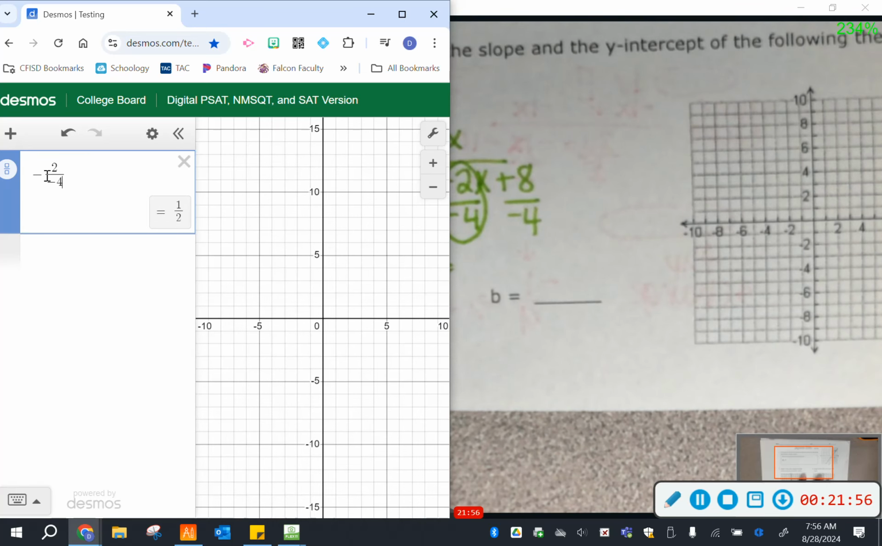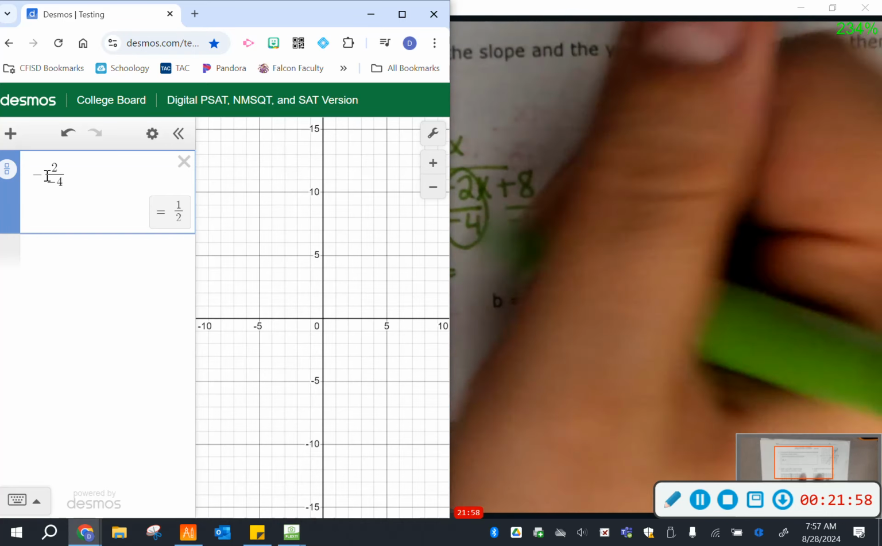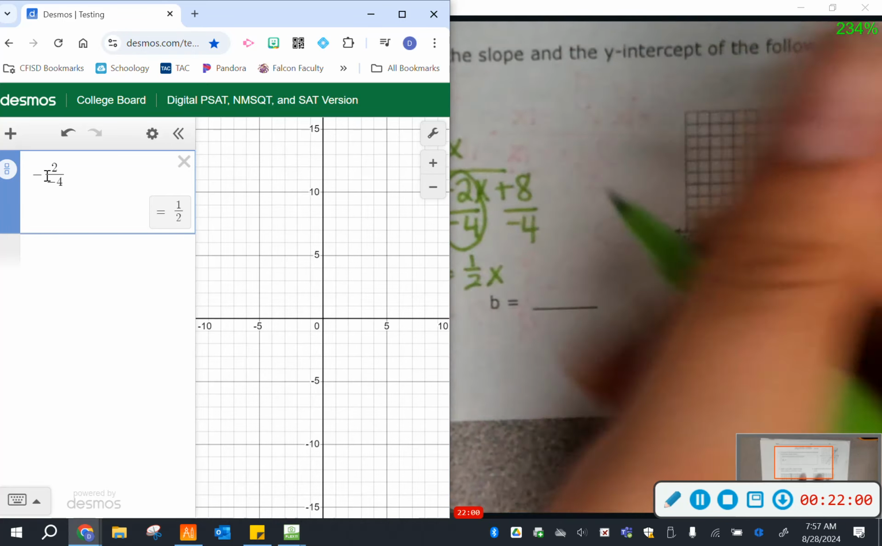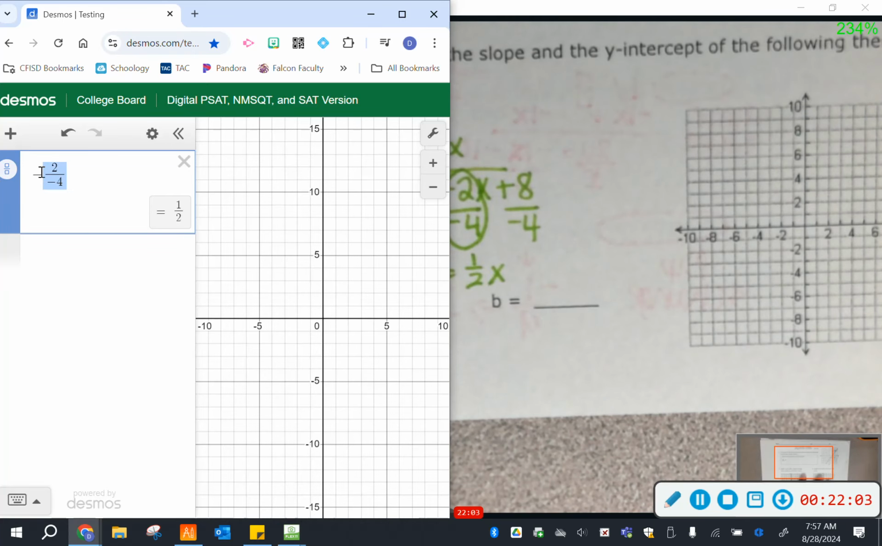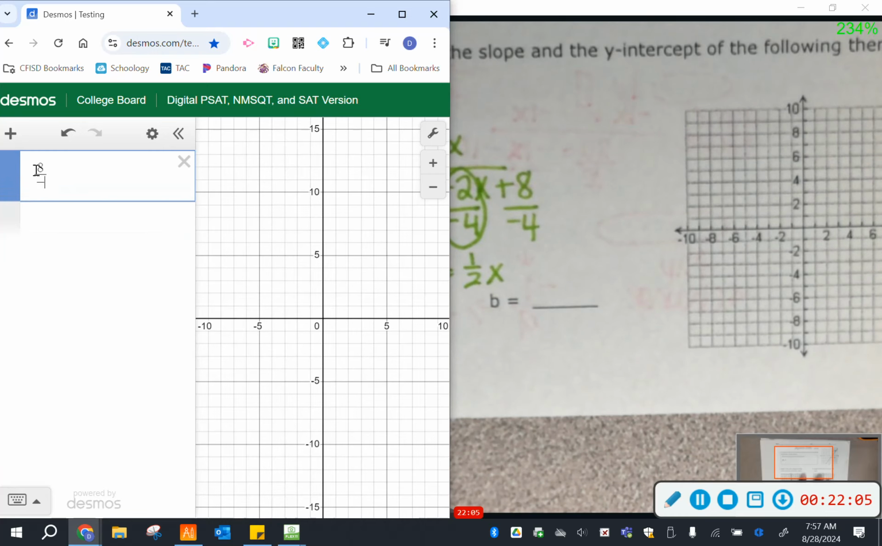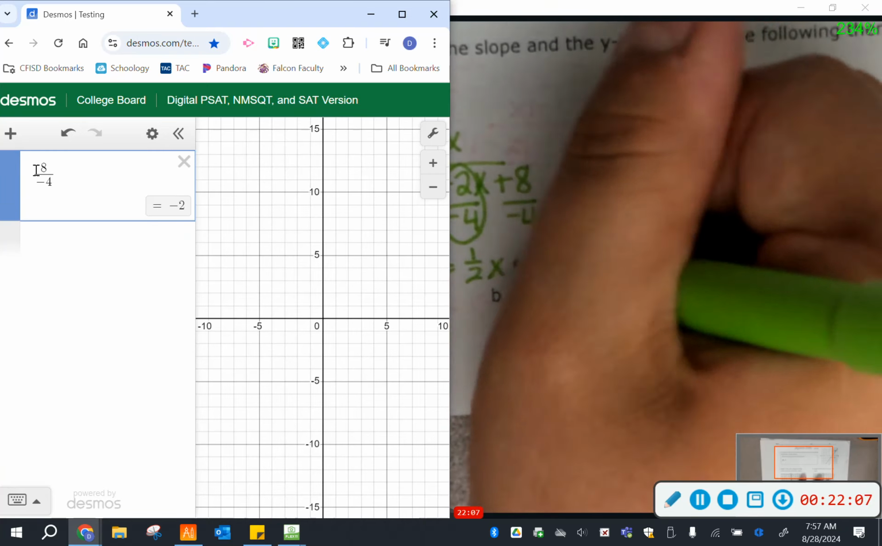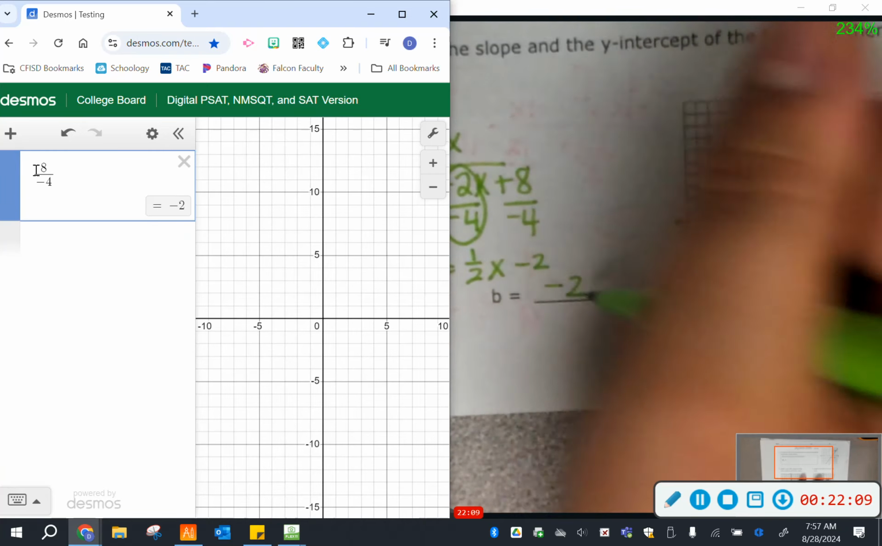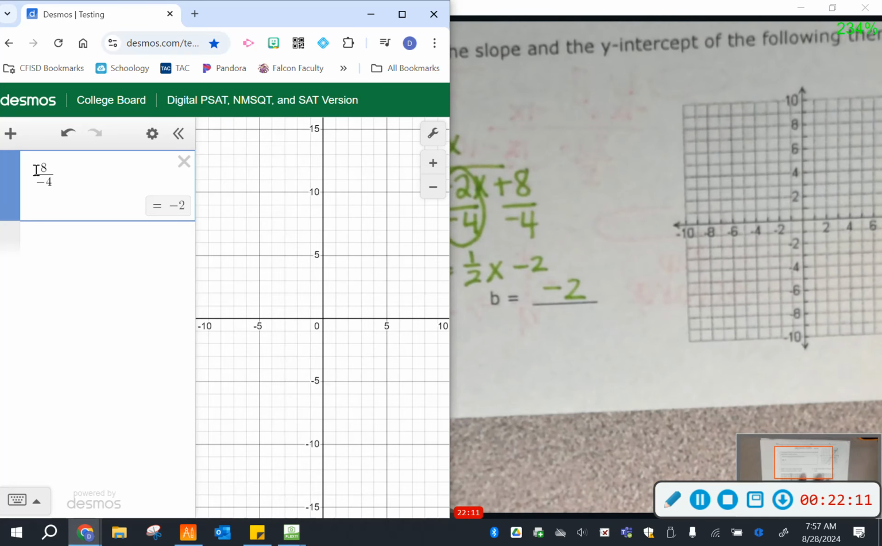Put it in the calculator if you're not sure. 1/2, don't forget your x. What is 8 divided by negative 4? Negative 2. So that is my M and my B.